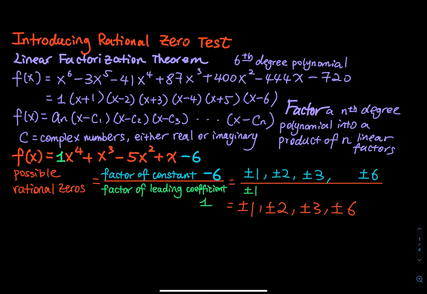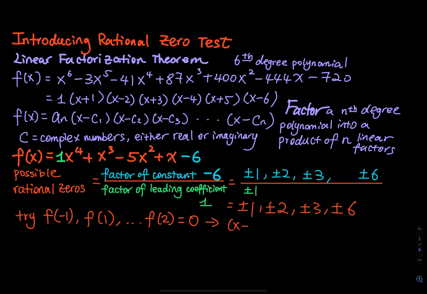So what does that mean? Why do we have to do this? So now we got this list. What that means is when you try this one by one, you are going to try f of -1 and then you will try f of 1. If you keep on going, how many numbers do we have? We have 8 numbers, right? Plus or minus 1, 2, 3, 6. So you are going to keep trying and then you will reach a number. So in this case, f of 2 equals 0. So that proves that x minus 2 is one of the factors.